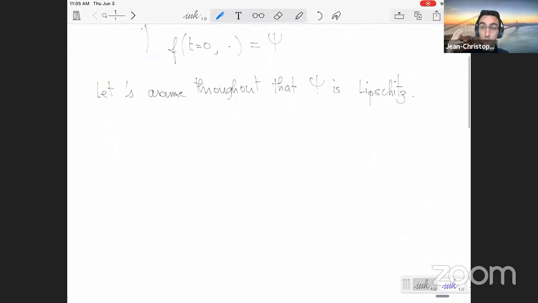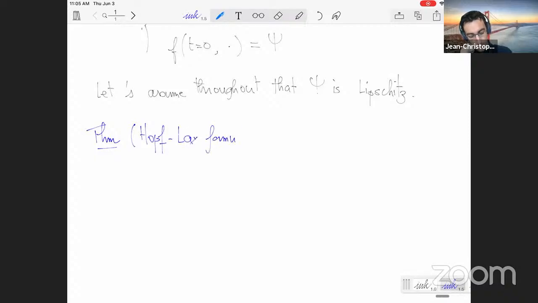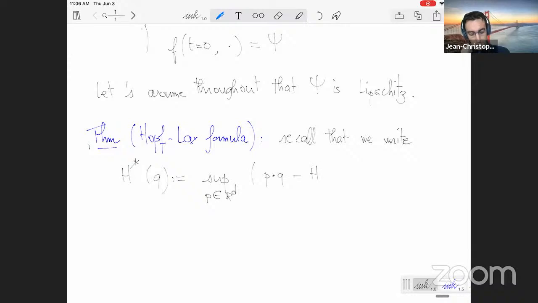All right, I'm going to propose two variational formulas under some assumption. And as someone pointed out in the chat already, the first one is called the Hopf-Lax formula. Here is the statement. First, let me recall this notation for the convex dual. Here I want to take the convex dual of the nonlinearity H. So H star of q, for q a vector in R^d, is by definition the sup over p of p dot q minus H of p.